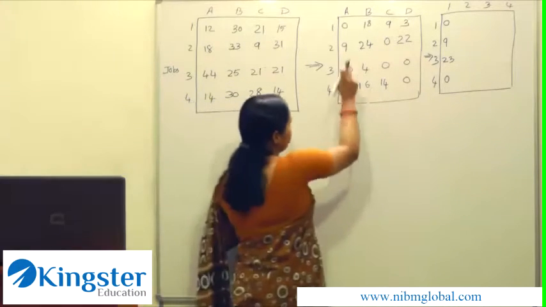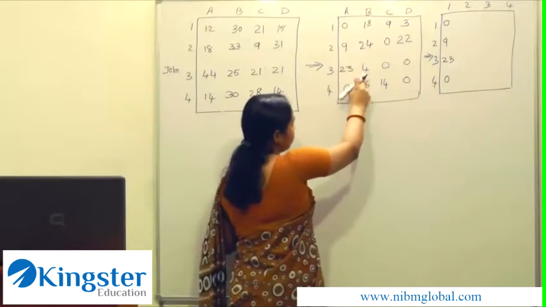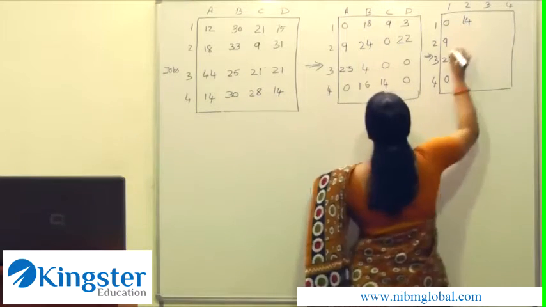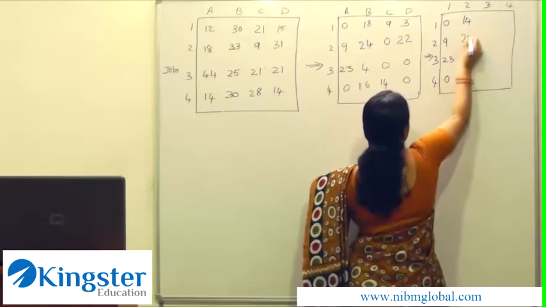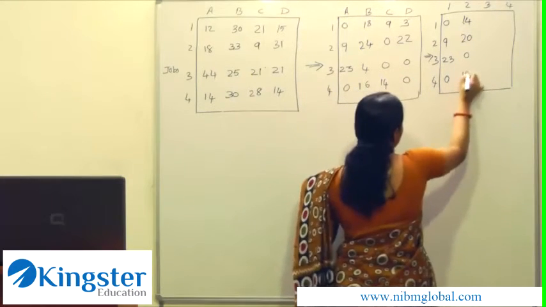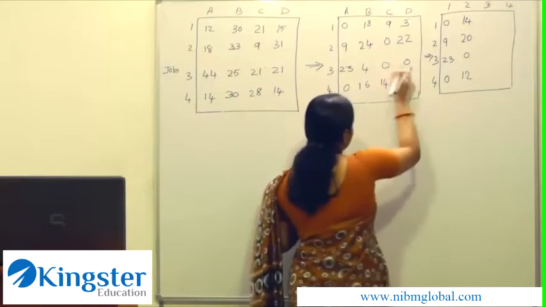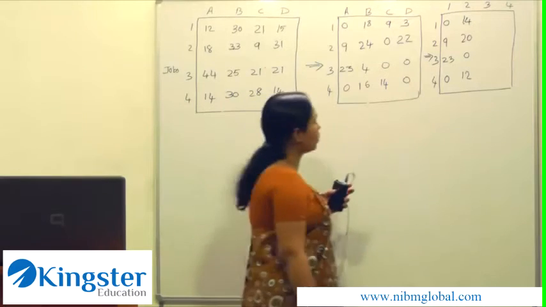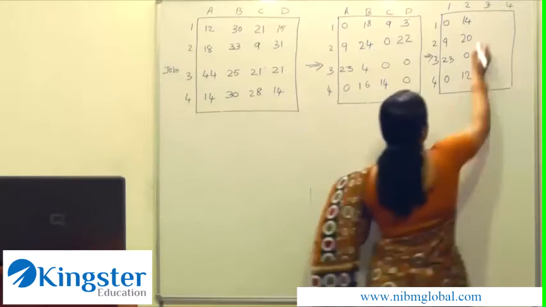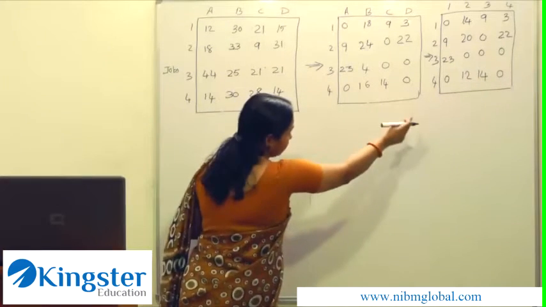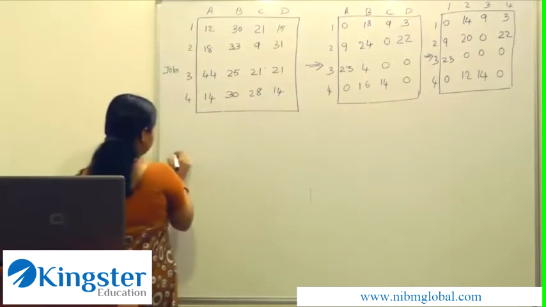Now consider the second column, the lowest value is 4 and find the difference. 18 minus 4, 14; 24 minus 4, 20; 4 minus 4, 0; 16 minus 4, 12. In the next two columns, the lowest element is 0, so no change is required in those columns. After this step, write this third matrix once again.